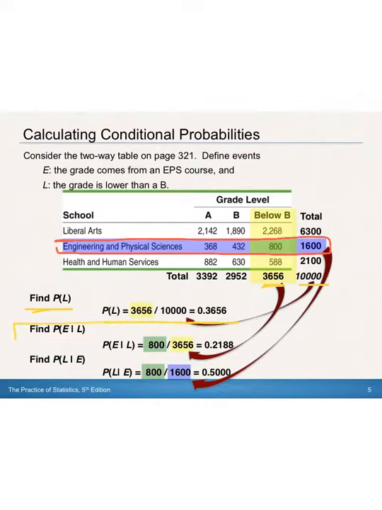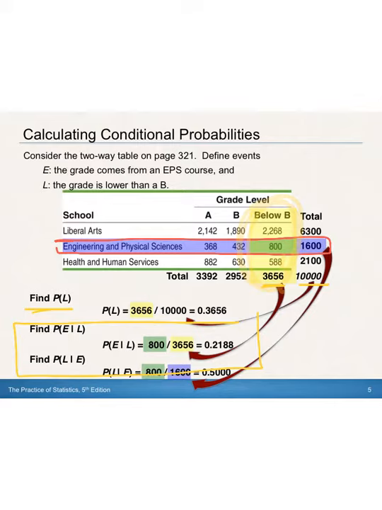These, on the other hand, are going to be conditional probabilities. So you're looking in this one right here at the probability that it's an engineering school given that they got below a B. Since you're talking about given that they got below a B, you're going to focus on this column right here, because the given is below a B. So you take that 800 that's in the engineering and physical sciences part, given below a B, and that's where your denominator comes from.